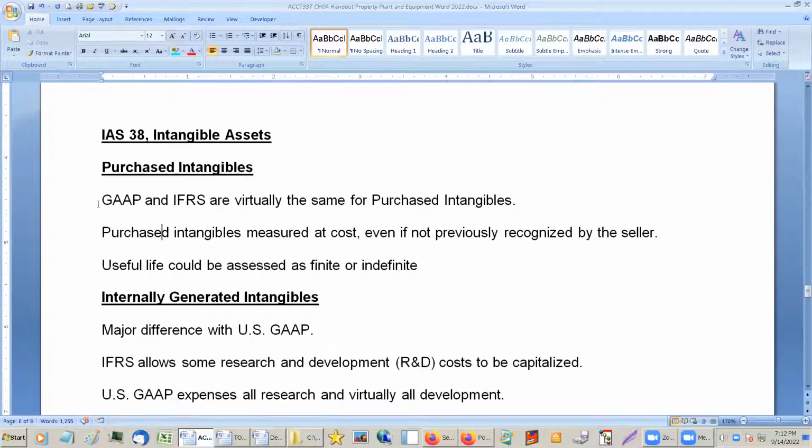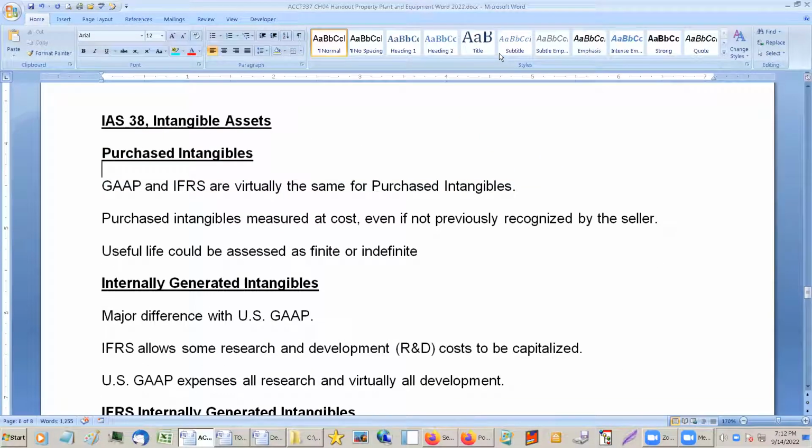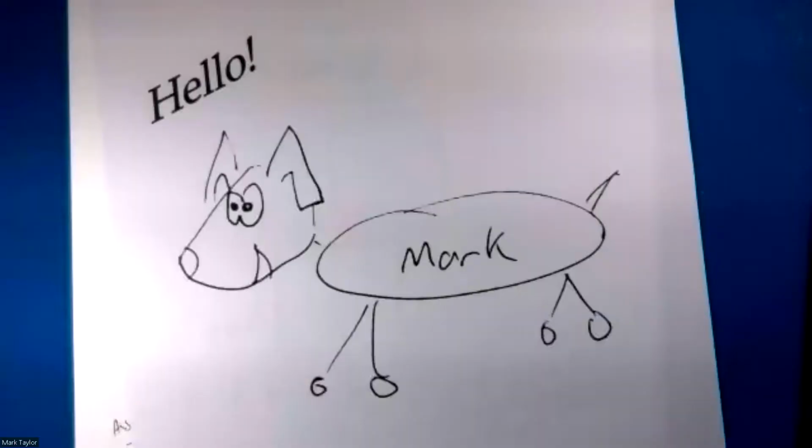And intangibles are somewhat of a problem. Hey, that's not me. It's my dog. That's me.